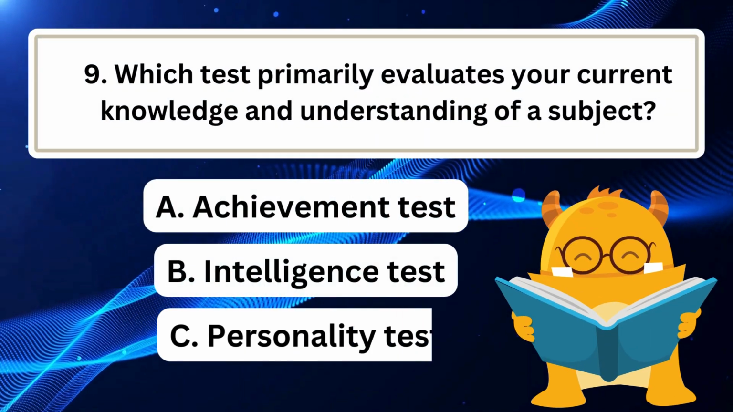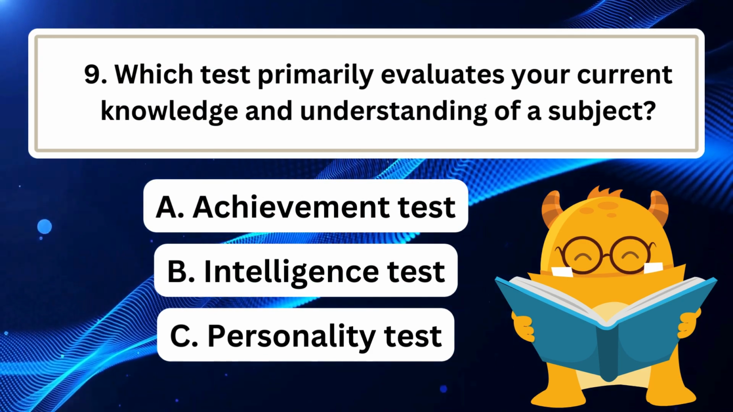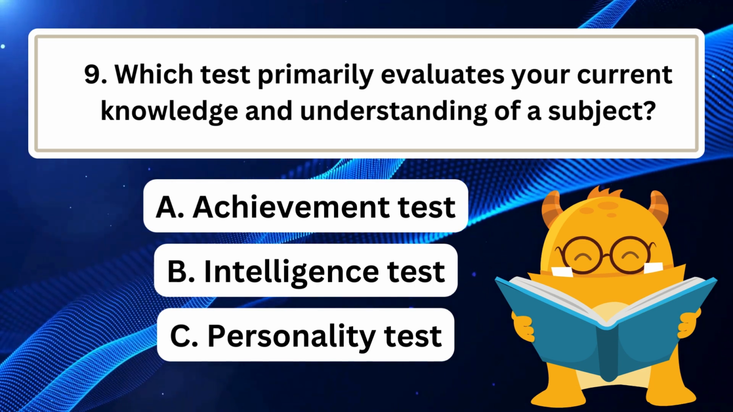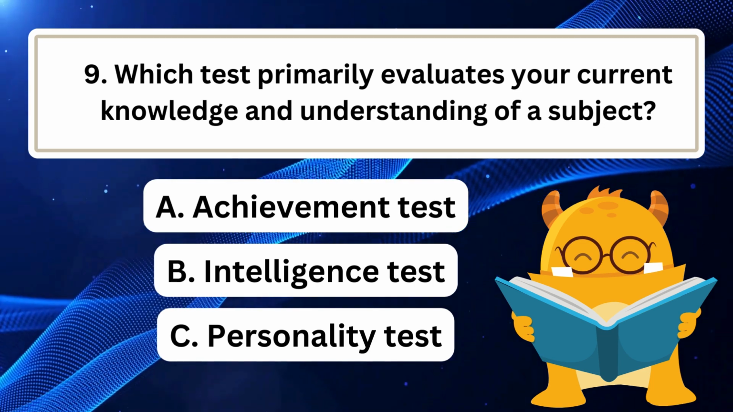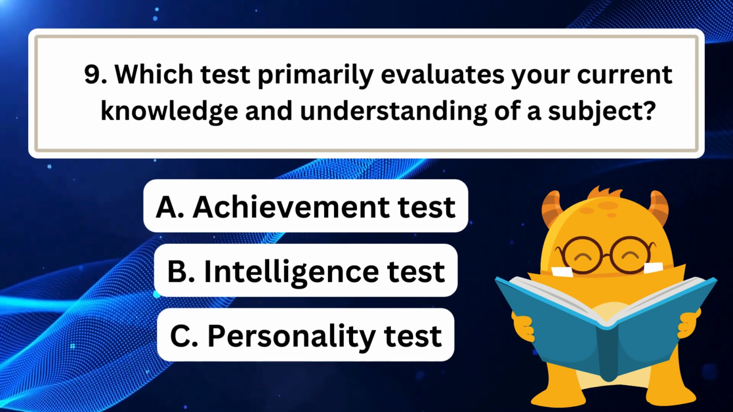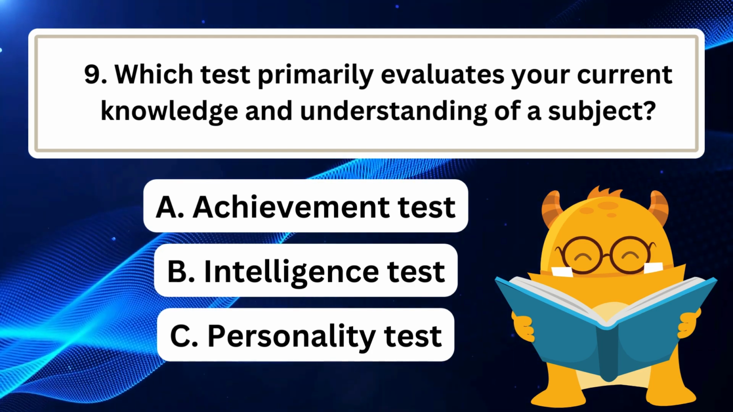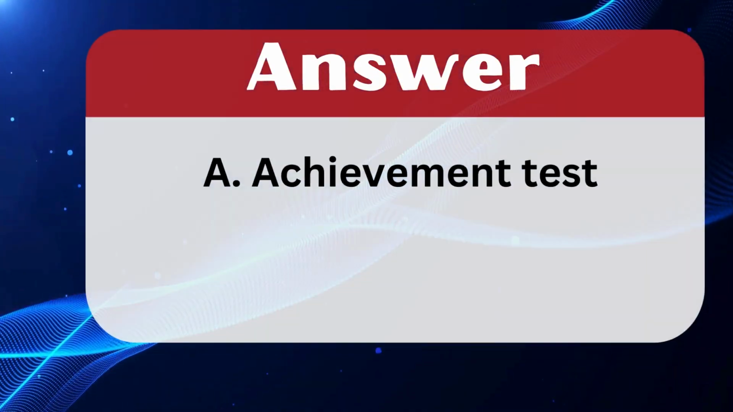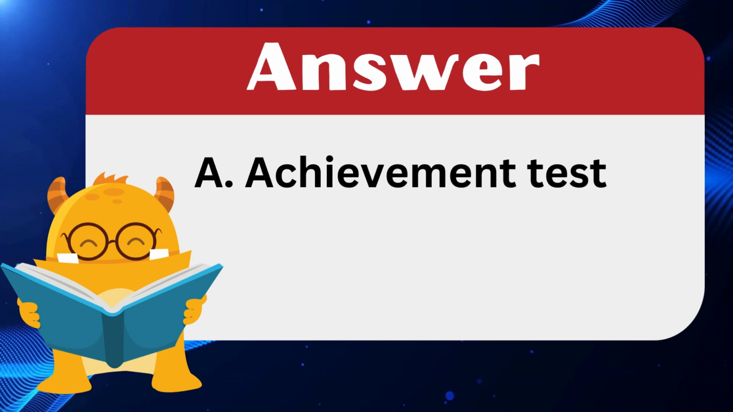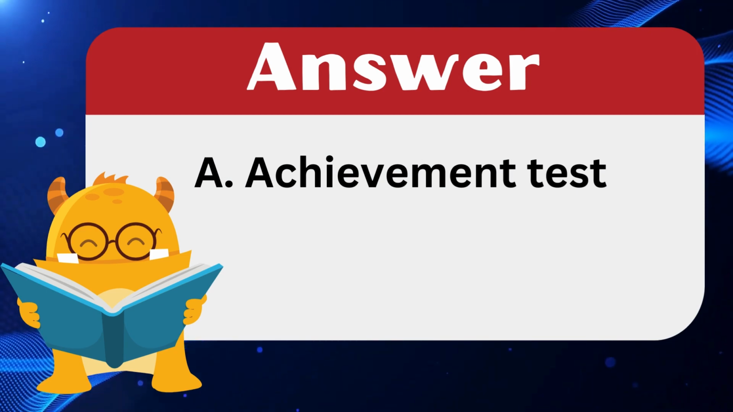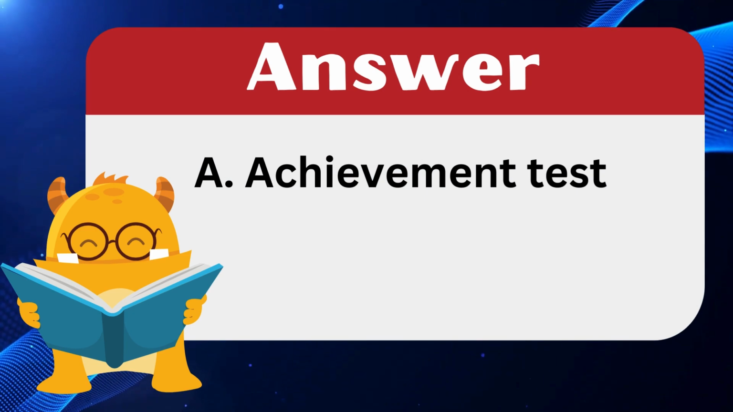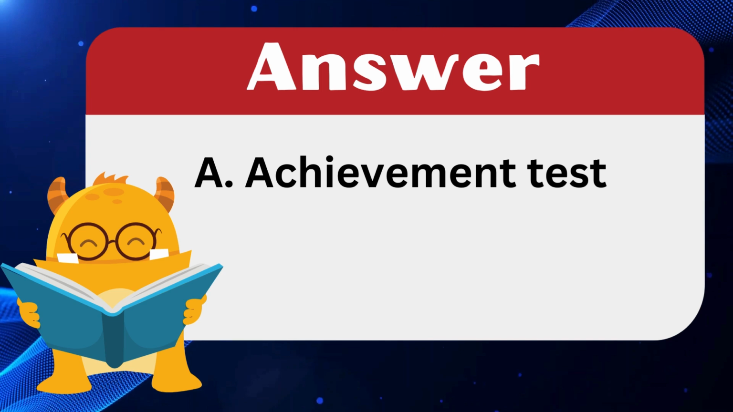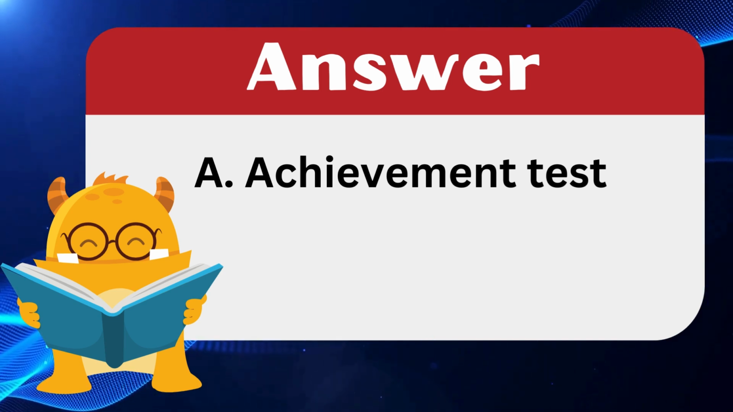9. Which test primarily evaluates your current knowledge and understanding of a subject? A. Achievement test. B. Intelligence test. C. Personality test. A. Achievement test. Achievement tests are designed to assess a person's current knowledge, understanding, and proficiency in a particular area, like unit tests in school evaluating students' understanding of course material.